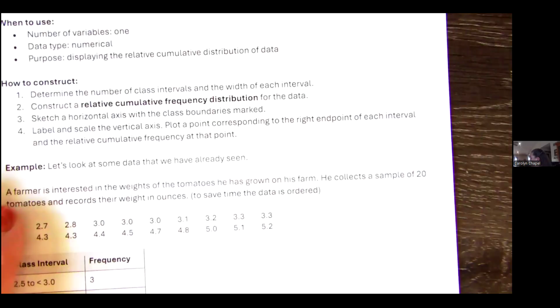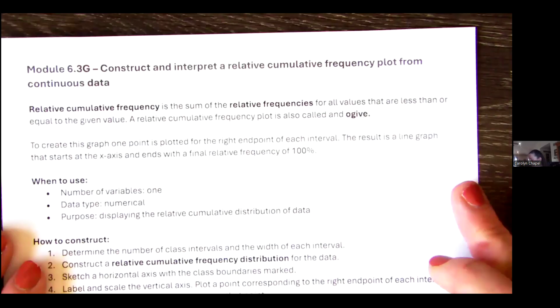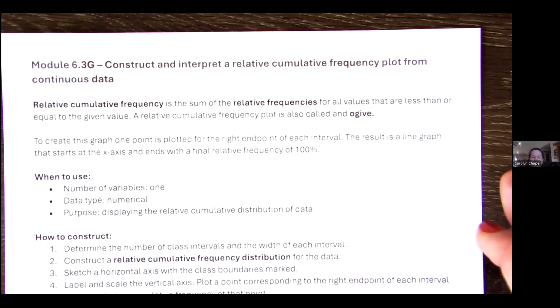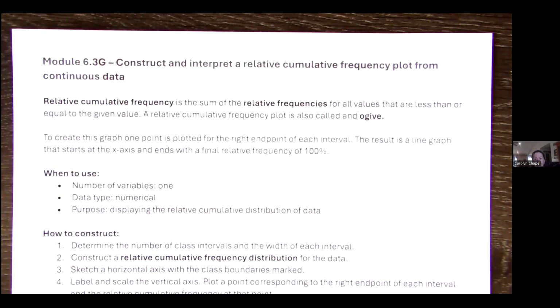Okay. The last graph that we're going to look at in this section, we will talk about another one later. We will look at a box plot, which was mentioned in the notes, but I skipped right over that. We'll come back to that a little bit later. The last one we're going to do is how we construct a cumulative frequency or a cumulative relative frequency graph. And again, this is used for continuous data only.